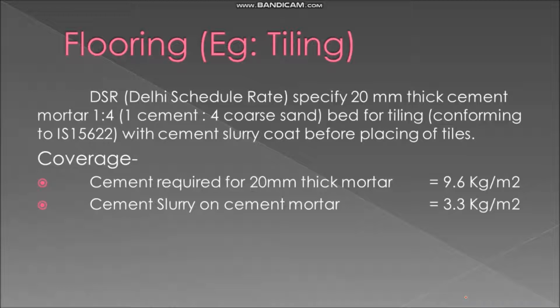For the coverage of the mortar, cement required for 20 mm thick mortar is 9.6 kg per square meter needed for flooring. But after that, the slurry is used to fix the tile on the mortar bed. That slurry is 3.3 kg per square meter, meaning 3.3 kg of cement is required per square meter of area to place the tile.